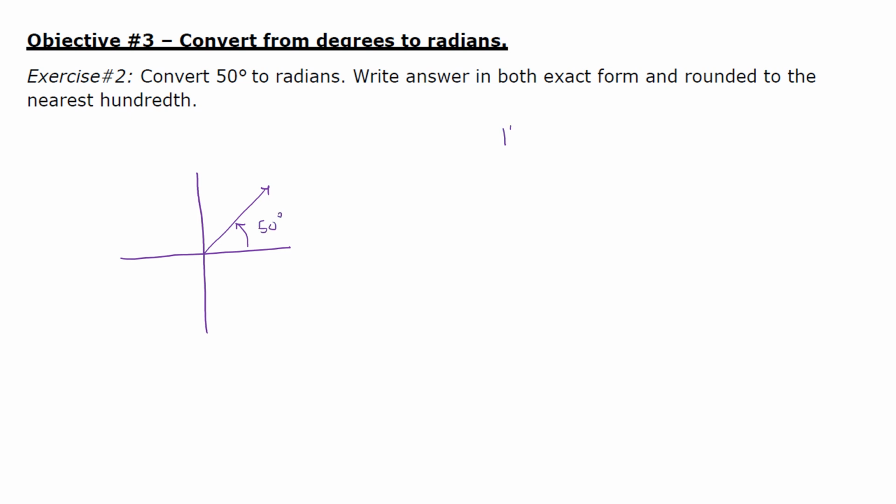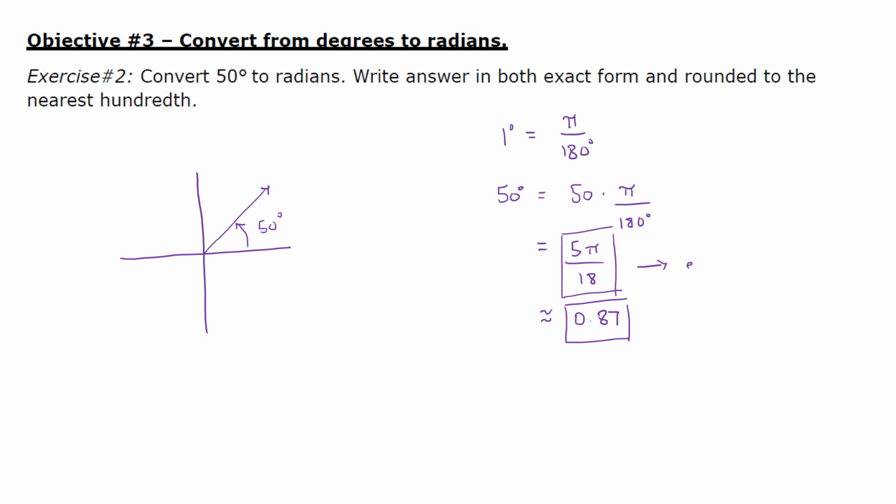We know 1 degree is equal to pi over 180. So if I want 50 degrees, I'm going to take 50 times pi over 180. It's like multiplying both sides by 50. When I simplify, I'll get 5 pi over 18. When I enter that into my calculator, I roughly get 0.87 rounded to the nearest hundredth. So these would be my two answers. The first one would be the exact form.